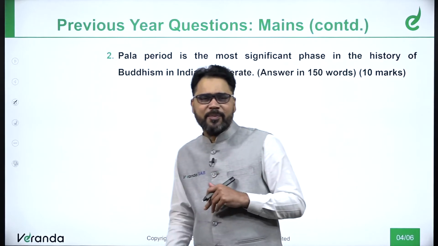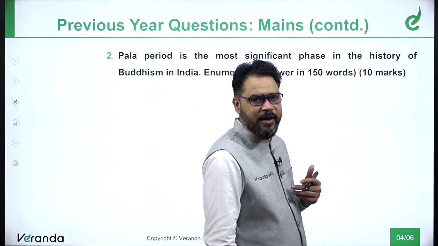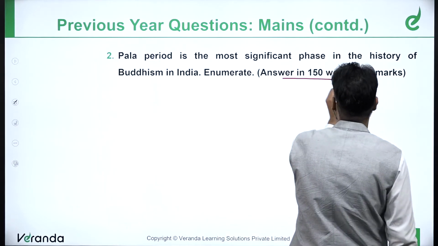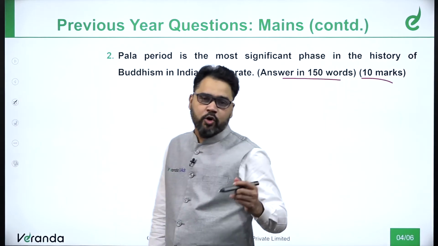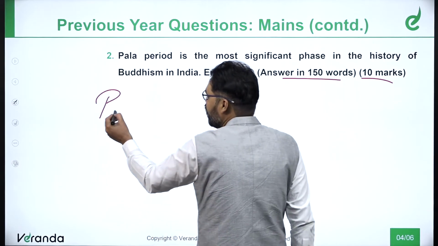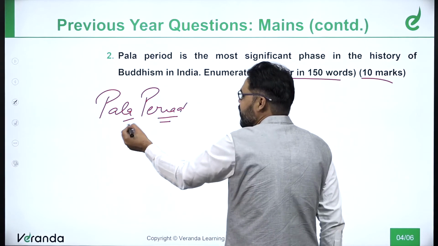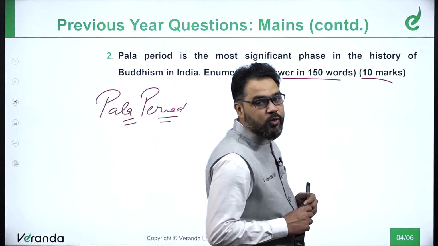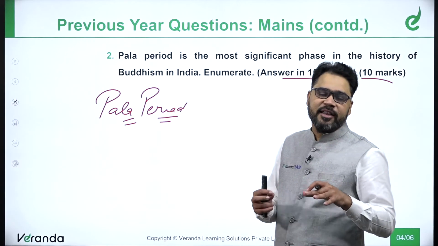Next, the Pala period is the most significant phase in the history of Buddhism in India. Enumerate. Again, it is a question to be answered in 150 words and is of 10 marks. Here we are not talking about the entire Buddhism, but about one particular period, which in Indian history is known as the Pala period. The advancements or events that took place with reference to Buddhism during the Pala period are required to be mentioned here.